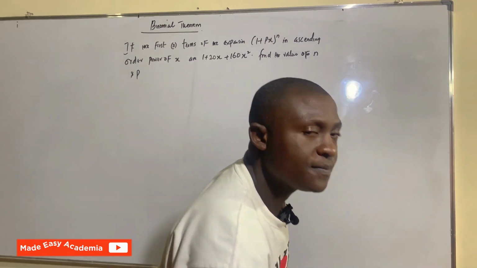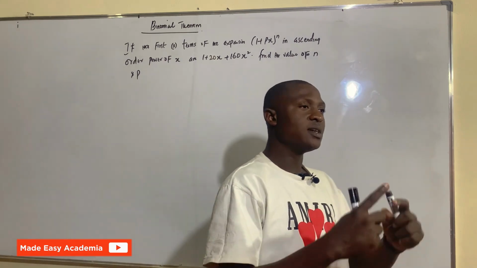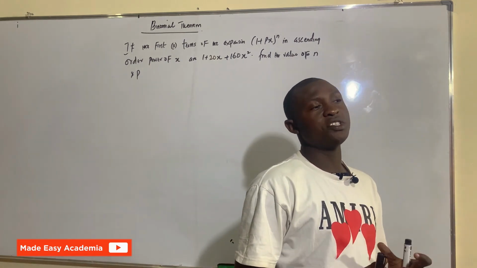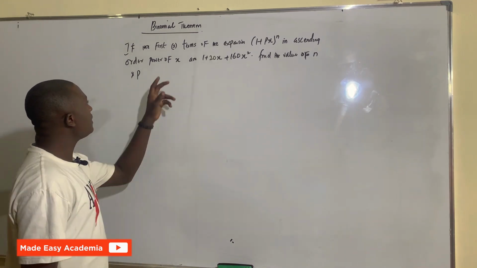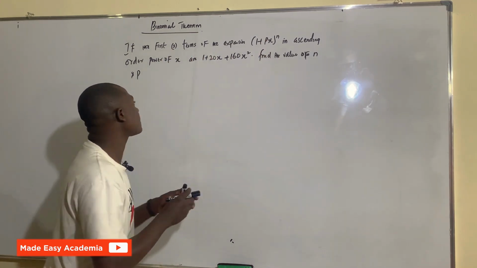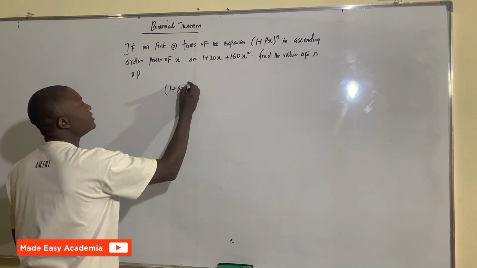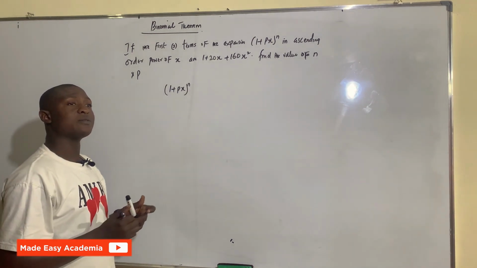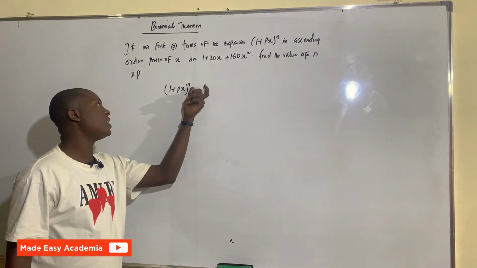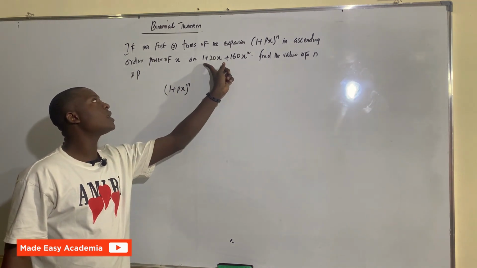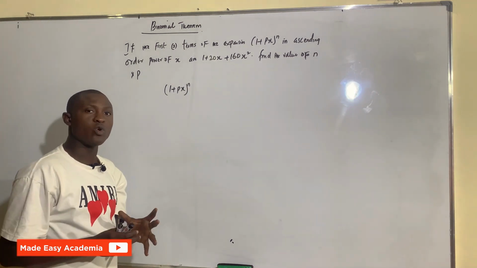It is just like you are going to use the knowledge of binomial theorem, binomial expansions, using the knowledge of combinations. I told you earlier. Now, if the first three terms of the expansion of 1 plus px raised to the power of n is equal to 1 plus 20x plus 160x squared, how do we go about that?